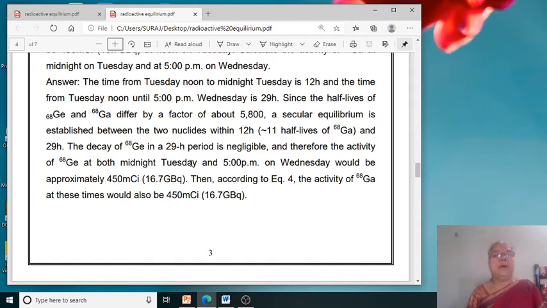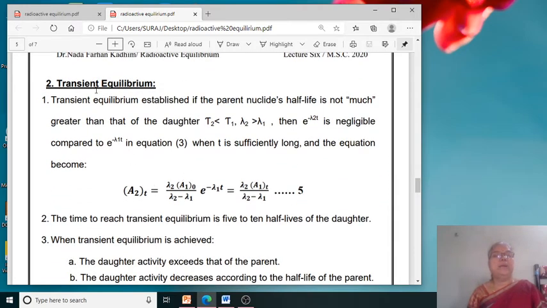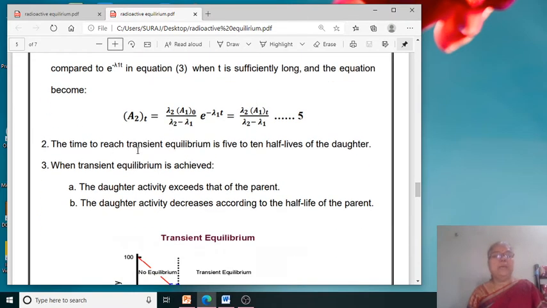Again, you will see another example of secular equilibrium, and then we will see the next equilibrium, that is transient equilibrium. Transient equilibrium is established if the parent nucleus half-life is not much greater than that of the daughter. That means T2 is less than T1 and lambda 2 is greater than lambda 1. The time to reach transient equilibrium is 5 to 10 half-lives of the daughter.